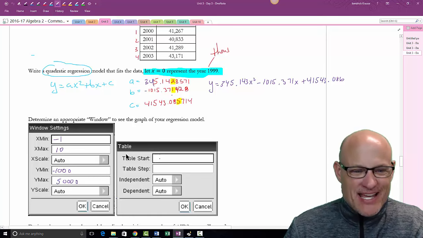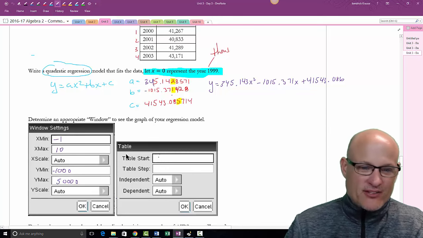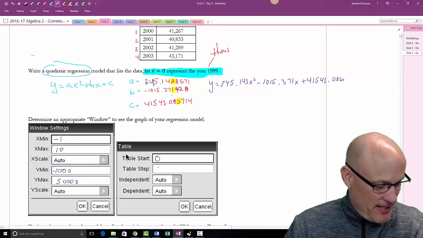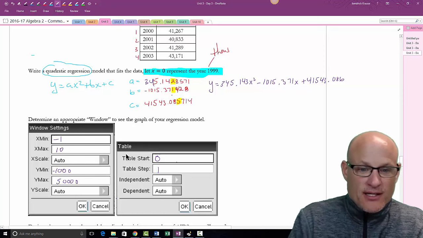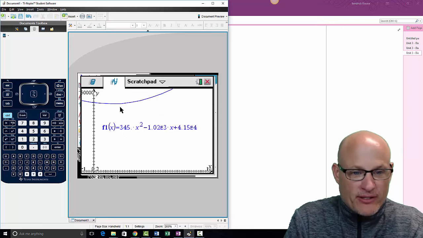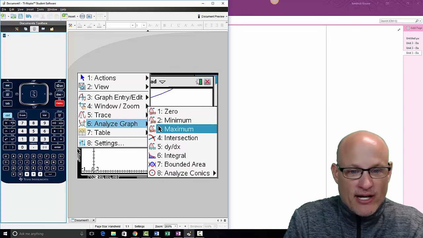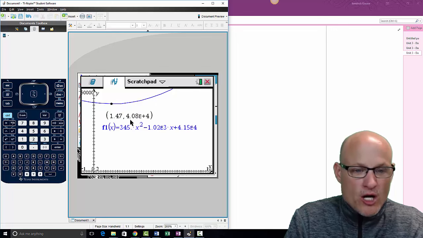If I wanted to look at the table on this one, I guess I'll start my table at zero, and I only have to get to about 10, so maybe my table step could be one, probably one. That's probably good enough. And it says, during what year does the model predict the minimum number of AIDS cases? Okay, so this is the bottom of the parabola down here. We're looking for a minimum, so we go to menu, analyze graph, minimum. Click, click. There it is right there.